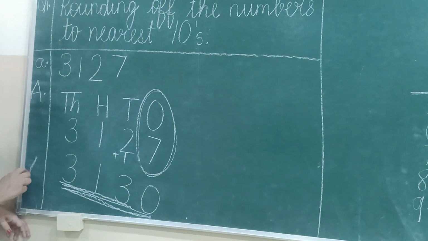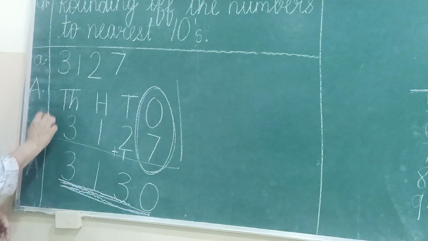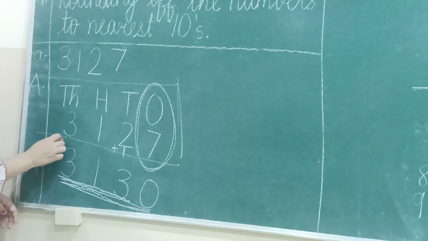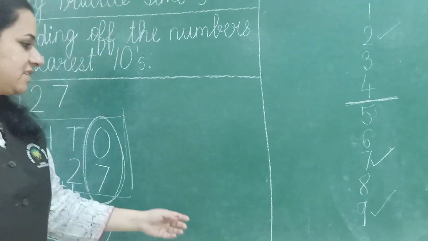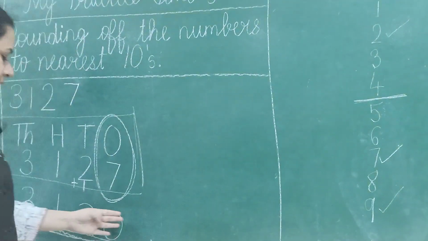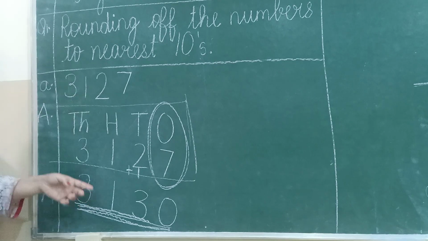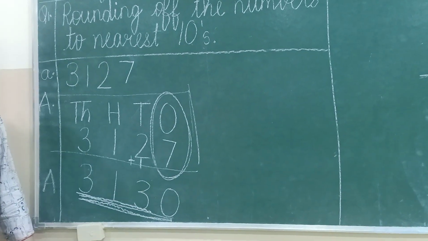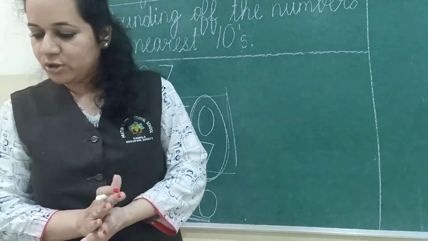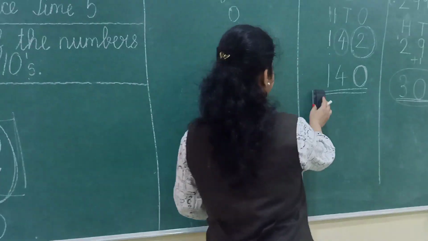So you get the answer here. This is the rough work. You don't have to do this in your classwork. The rough work you can do in your rough page. This is for your understanding. We are doing this, but the answer will be, the nearest tens number will be 3130. Now we'll move on to another example.